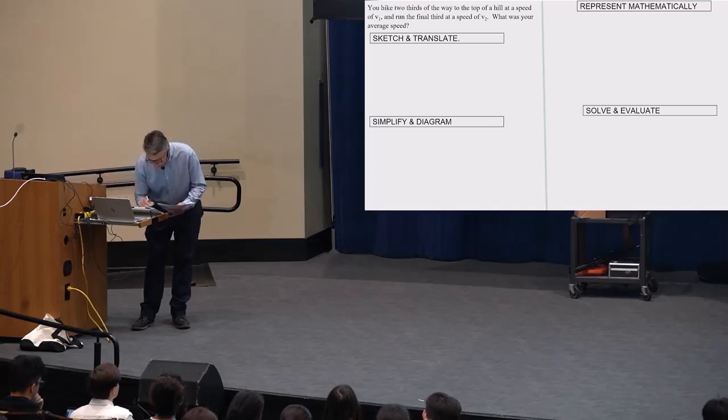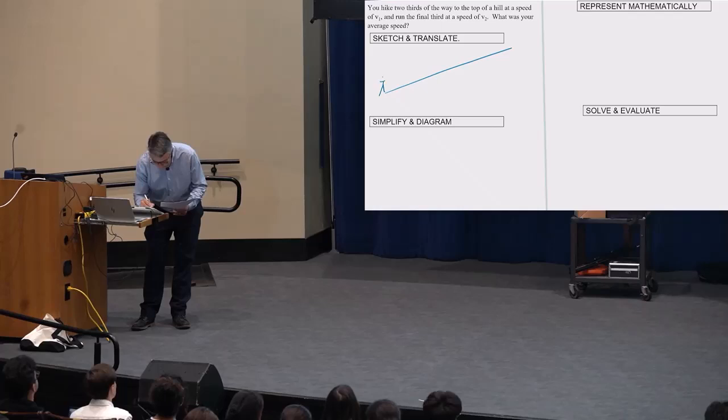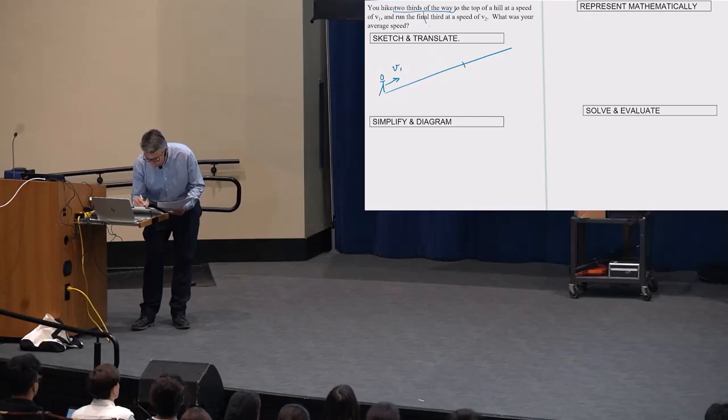So the first thing you should usually do is draw a diagram. So here's a guy, and here's a hill. He starts off with v1, and then goes, so I think it says that 2/3 of the way. This implies distance, not time, and that's important.